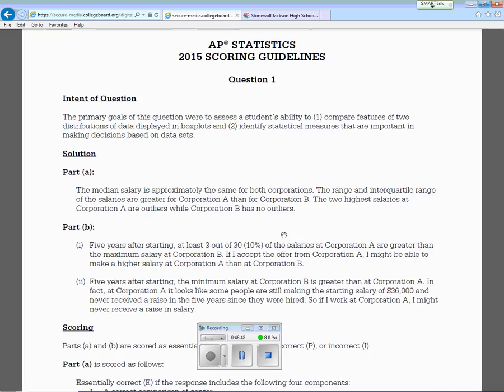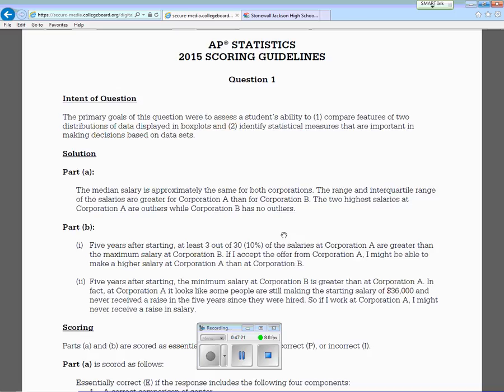Now, if your answer is anywhere near the solution, you should be writing the class. I can't even provide the ideal solution sometimes. Your answers will never look like this, and that's okay. This is just the ideal answer if it was out there. The ideal answer for part A says that the median salary is about the same for both. That's comparing. Did you say that for center? Perfect. Woohoo!